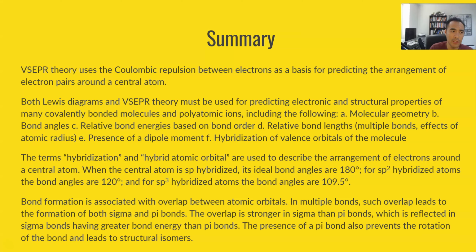So in summary, VSEPR theory uses Coulombic attractions and repulsions to predict the arrangement of electron pairs. Both Lewis diagrams and VSEPR allow you to predict electronic and structural properties, including molecular geometry, hybridization, and bond lengths. They also involve the idea of hybrid orbitals, which relate to bond angles, such as sp2 and sp3 bond angles. And then we also have the idea of sigma and pi bonds, which are part of atomic orbitals. This helps create attractions and also helps strengthen the bonds as well.